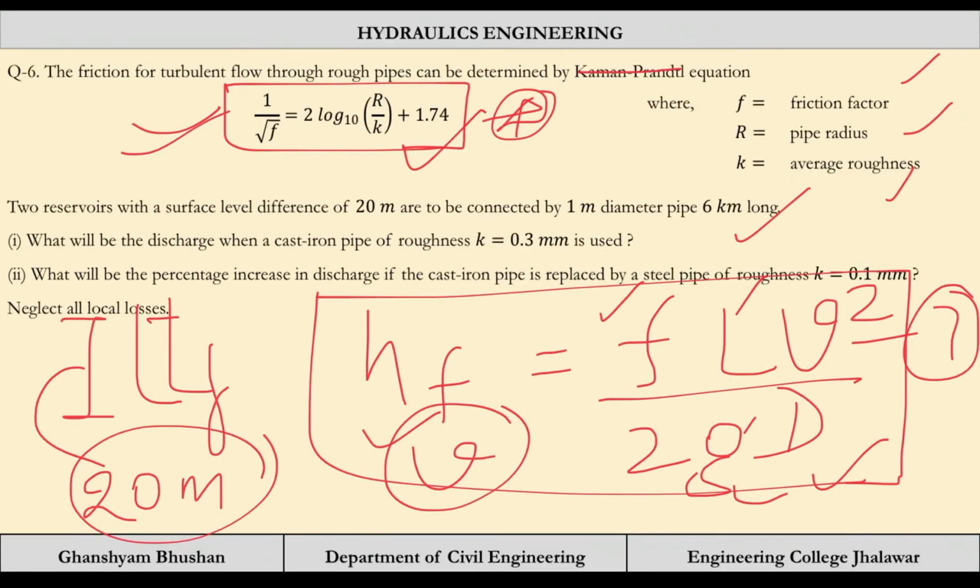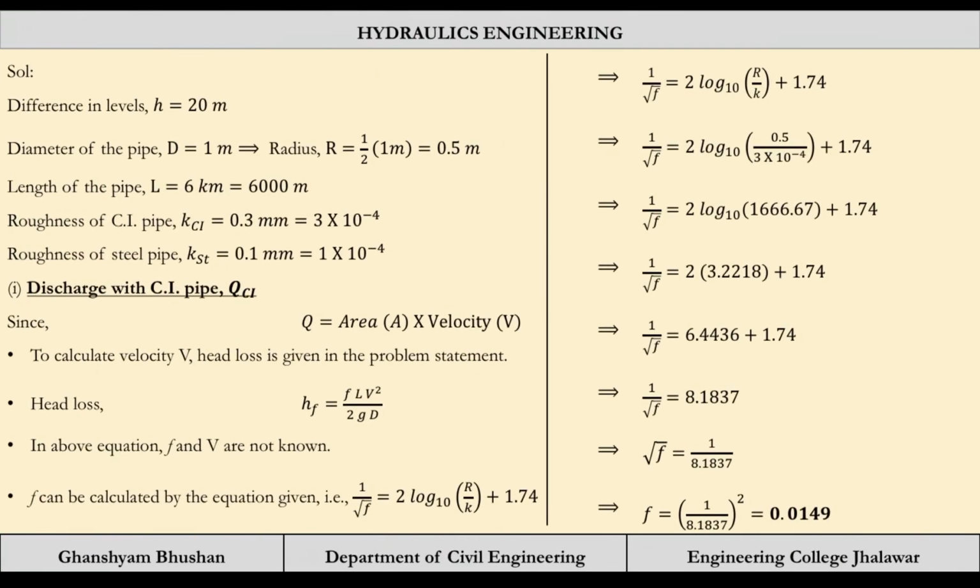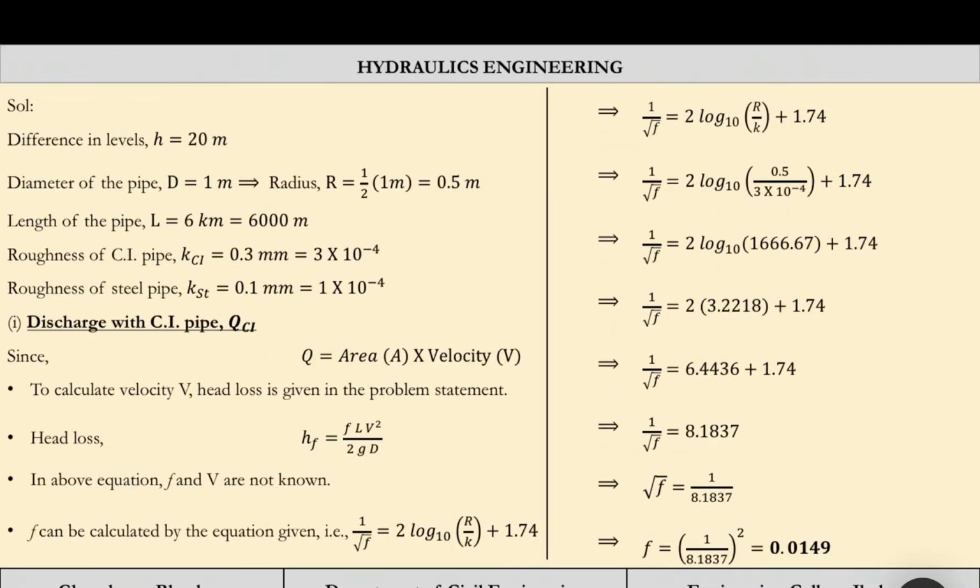So this was the overview of the problem, how we are going to proceed with this problem. So let us see what are the given quantities. Difference in the level is 20 meter, diameter is given as 1 meter, and the radius will become 0.5. Length is 6 kilometer, that is 6000 meters. Roughness is given as 0.3 mm.